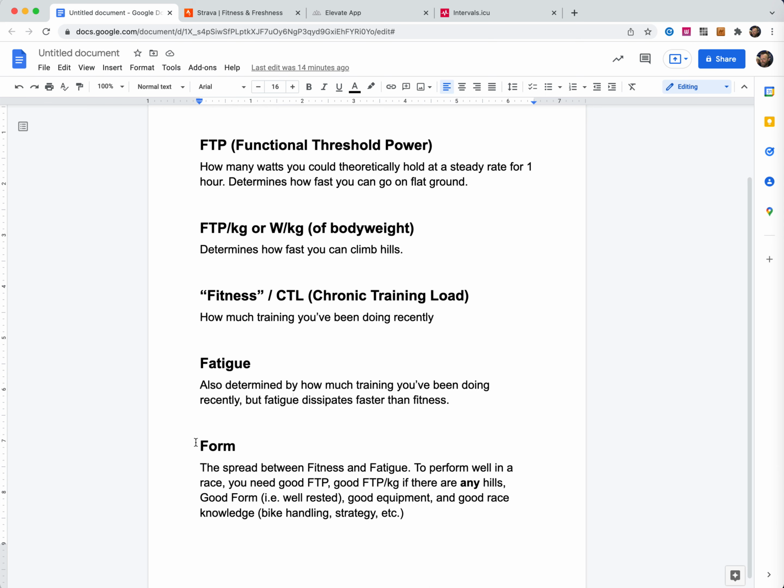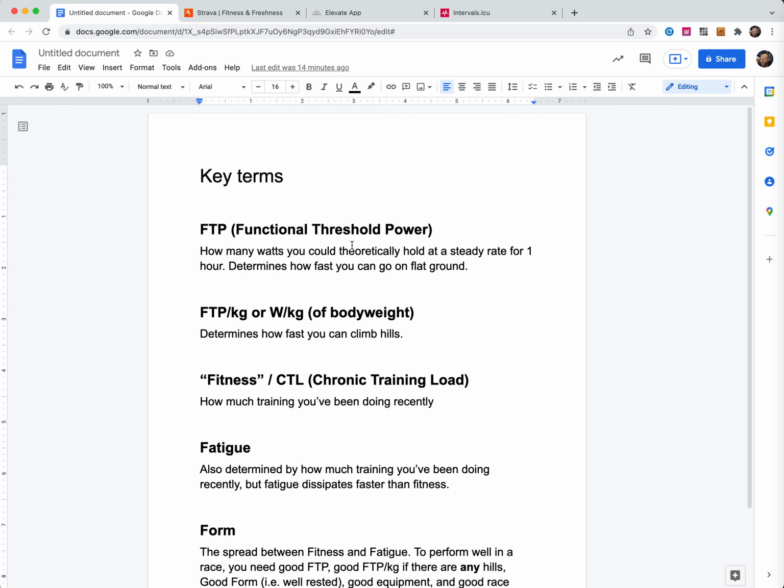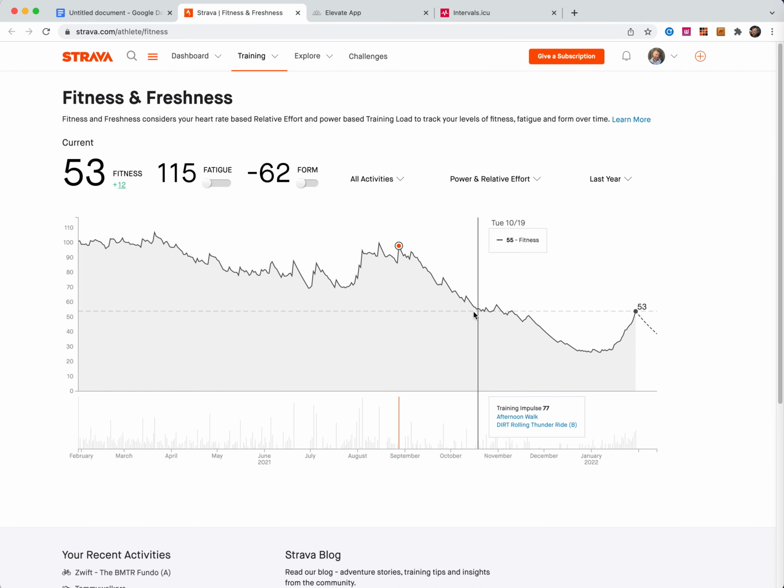And if you want to perform well in a race, you need good FTP per kilogram if there are any hills at all. Good form, in that you've done a lot of training, but you've taken a break before the race so that you're well rested. And of course, you have to have good equipment and good race knowledge, bike handling, strategy, how to be efficient, etc. Okay, enough of that.